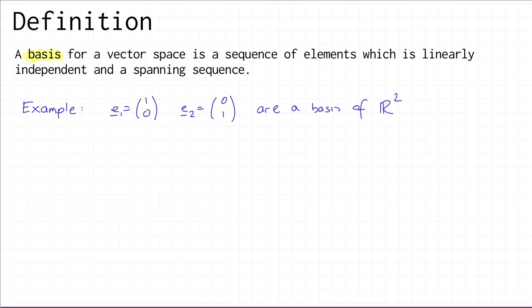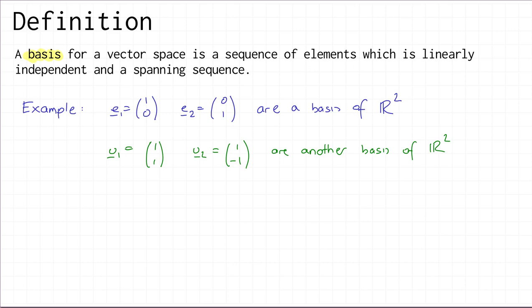And to take another example, if we take U1 to be equal to the vector (1, 1), and U2 to be the vector (1, -1), then again we have checked that this thing is a spanning sequence. Remember, we had to solve some linear equations to check that, and we've also checked that those things are linearly independent. So these are a different basis of R squared. So already there's an important observation. The same vector space can have lots of different bases. So here is an example of two different bases for R squared.